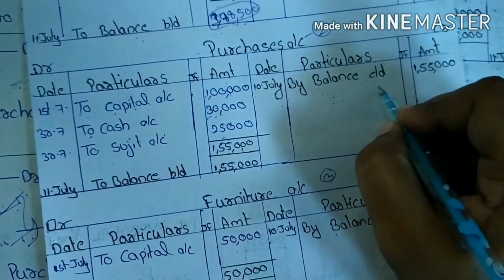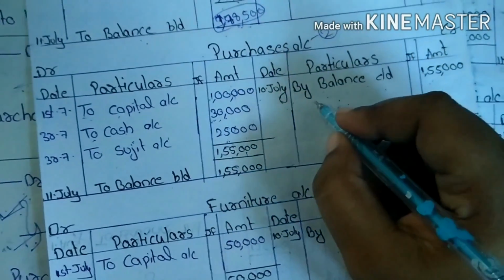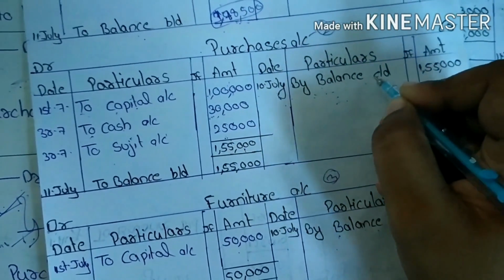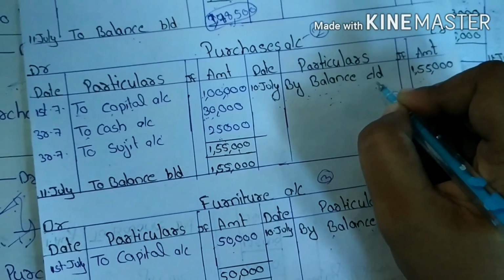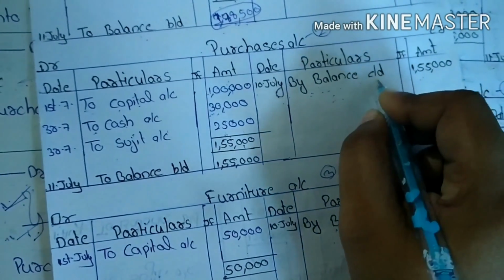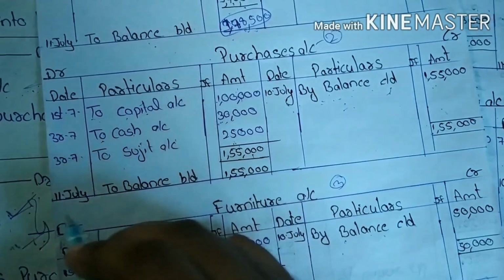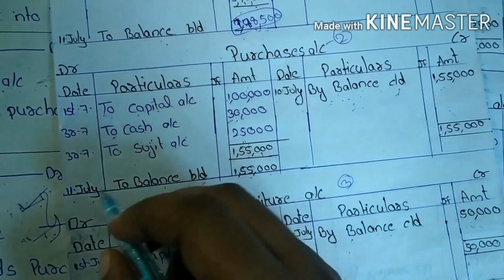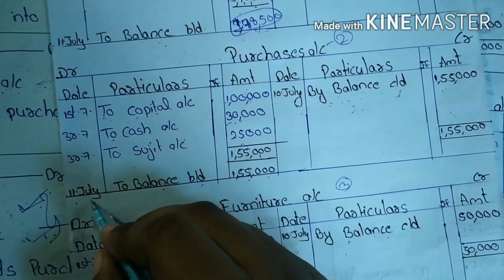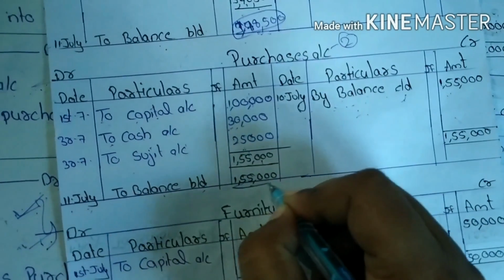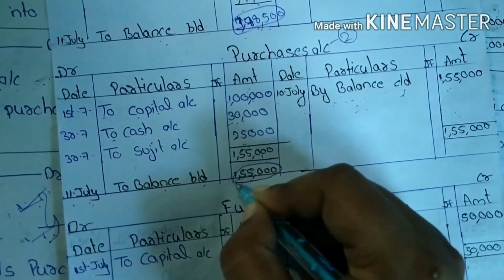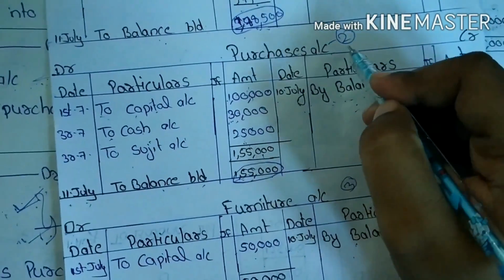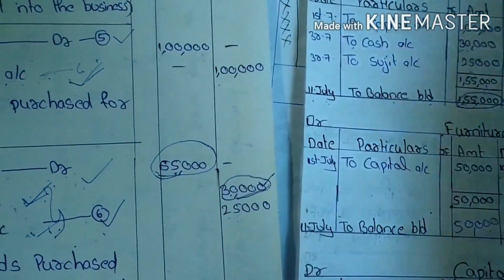The difference is 1,55,000. So it should be written as by balance carried on. This carried on balance is brought down to the next day, that is 11th July, to balance brought down 1,55,000. So on 11th July we find the purchase balance 1,55,000. Okay. So this is the second account. The second account should also be completed.